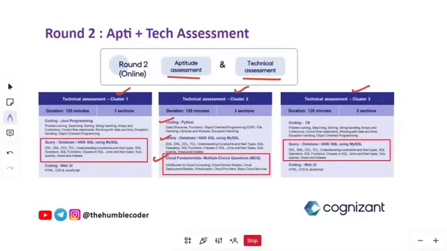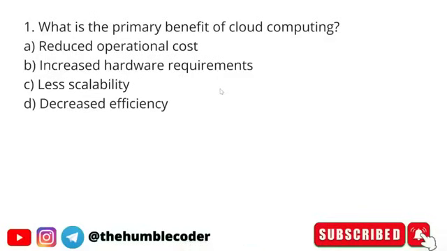And this video is going to be for this part, that is cloud fundamentals, multiple choice questions, and there are topics that are given. The topics are introduction to cloud computing, cloud service models, cloud deployment models, virtualization, cloud providers, basic cloud services. So you will get MCQs on these topics. Let's look at this question. What is the primary benefit of cloud computing? The options that we have are reduced operational cost, increased hardware requirements, less scalability, decreased efficiency. The correct answer for this question is going to be option number A, which is reduced operational cost.